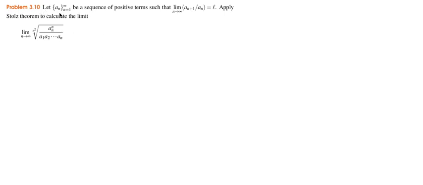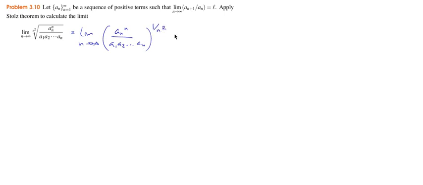3.10. Let a sub n be a sequence of positive terms such that the limit of a sub n plus 1 over a sub n is equal to L, and then apply Stolz's theorem to calculate this limit. Okay, so this is the same as the limit when n goes to infinity of a sub n to the n divided by a sub 1, a sub 2, ..., a sub n, all of them to 1 over n squared.